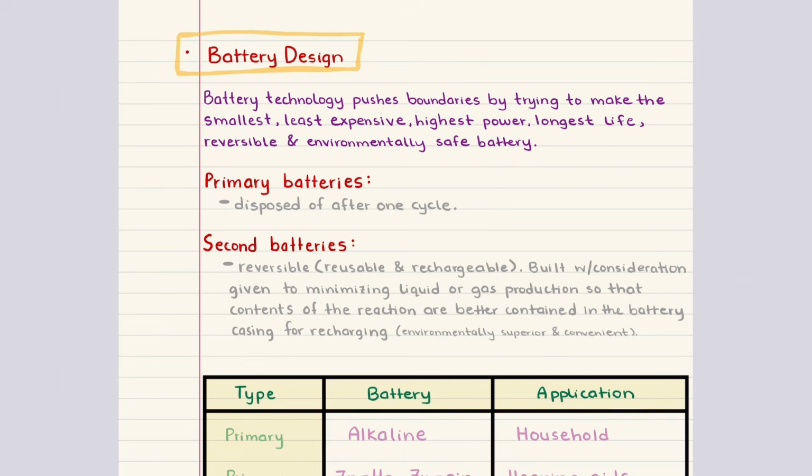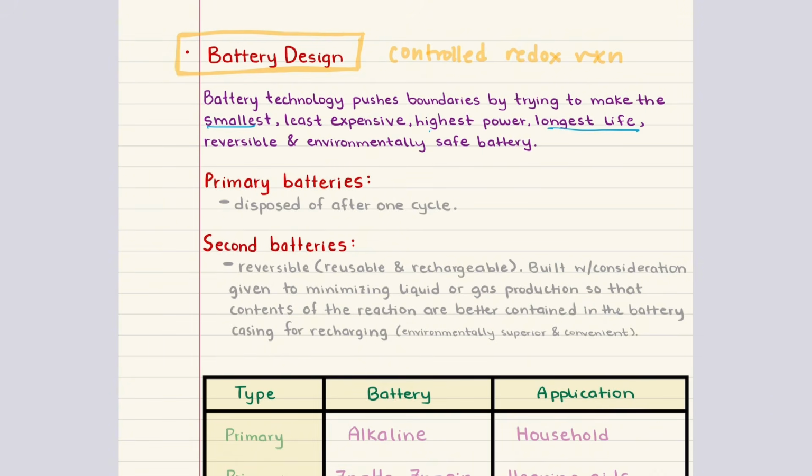A battery is simply a controlled redox reaction that has been packaged so that the electron flow can be routed through a circuit and turned into usable work. The challenge is that good battery design has to balance several competing goals at the same time. We want something that's small and lightweight, but we also want it to last a long time.